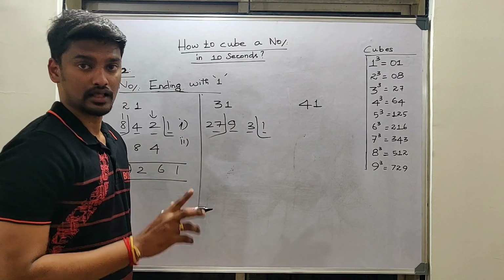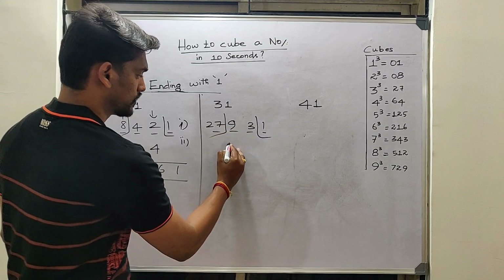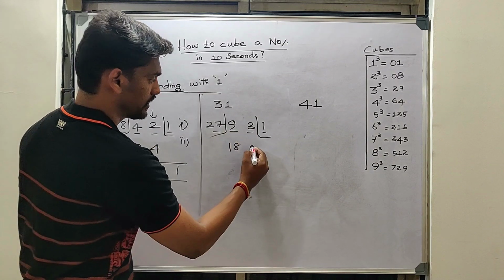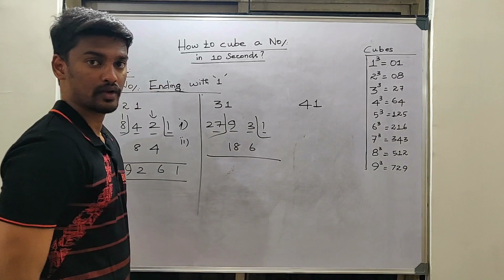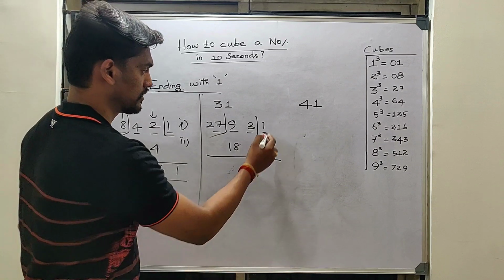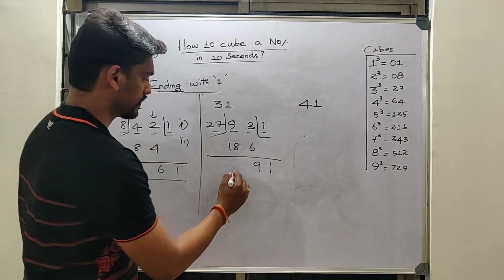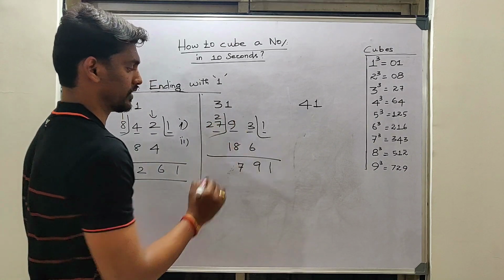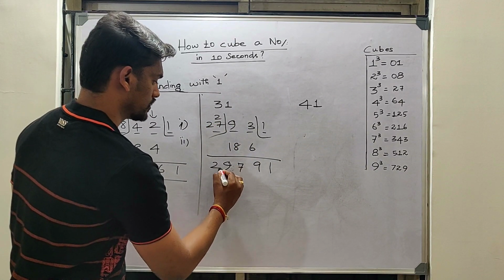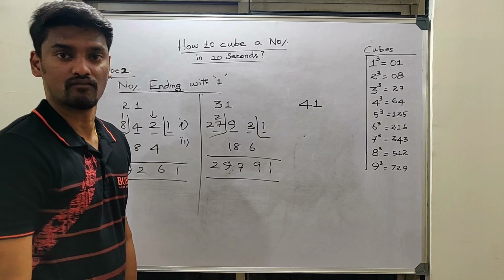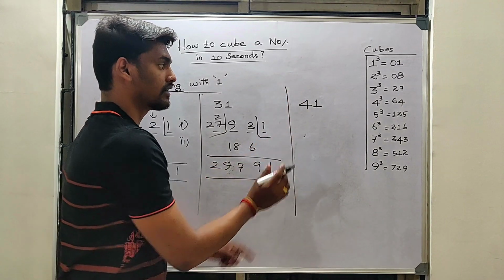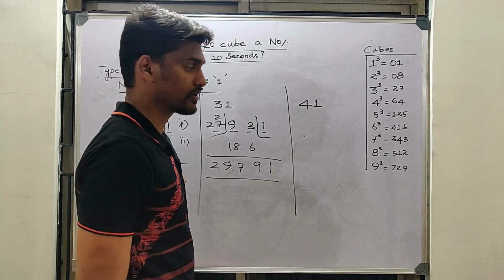Remove first and last digit. Take the middle two numbers. Then you have to double it. So 9 into 2 it is 18. 3 into 2 it is 6. Okay. Then it is a normal addition. So 1, 6 plus 3 it is 9. 18 plus 9 it is 27. 7 over here and 2 over here. So the answer for this question is 29791.